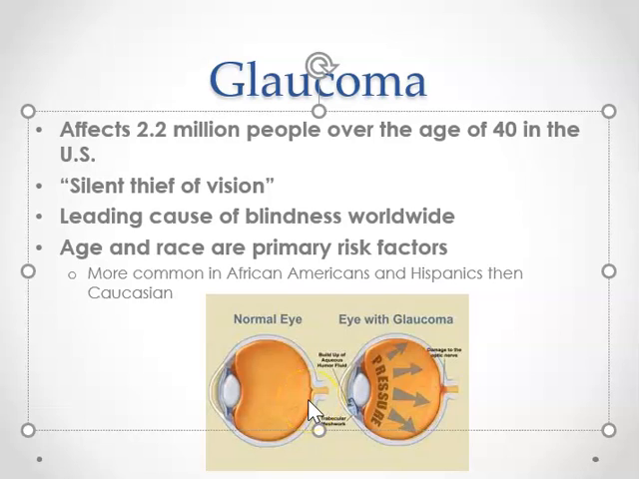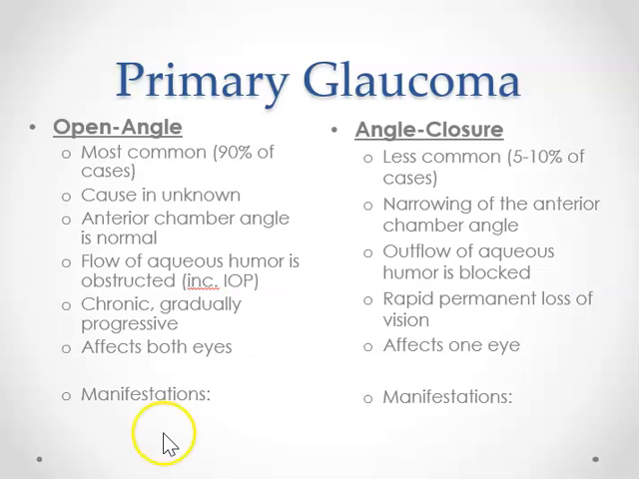With glaucoma, optic neuropathy happens with gradual loss of peripheral vision and increased intraocular pressure of the eye. Age and race are going to be your primary risk factors for this. It's going to be most common in African Americans and Hispanics over the Caucasian population. Open angle glaucoma is going to be the most common. Of course, the cause of this is going to be unknown.